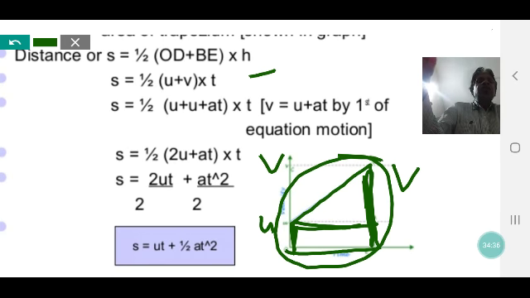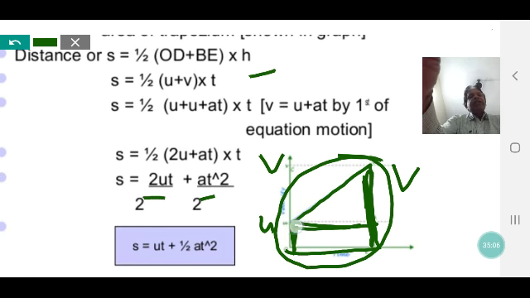We also know by the first equation of motion that V is equal to U plus AT, multiplied by T here. Now what would we get here? Half into (twice U plus AT). If you multiply by T, we get the value of AT square, and the 2 cancels, giving UT. So we get S is equal to UT plus half AT square.